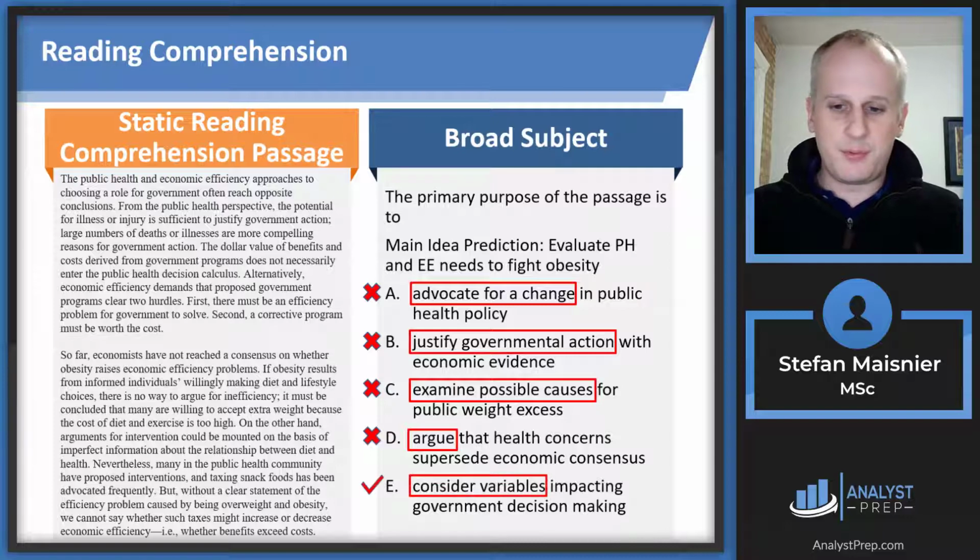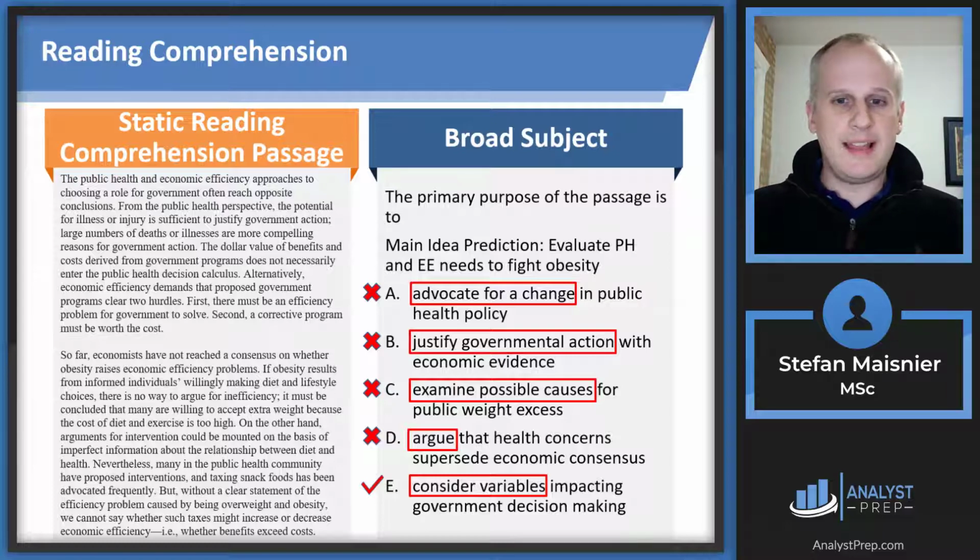Which leaves us with choice E, which says consider variables impacting government decision making. And we have those throughout this passage, even though the answer choice is incredibly bland and doesn't use our key terms like economics or economists or efficiency or public health. It's all about just using bland paraphrasing that's relatively unattractive, but also unassailably true. So this is how you can work through a broad subject primary purpose question using a passage map.